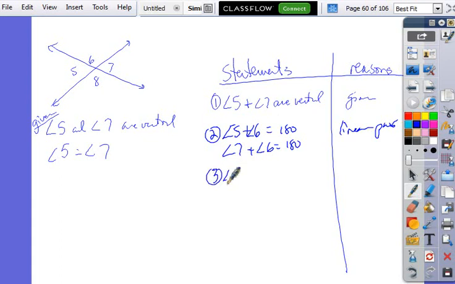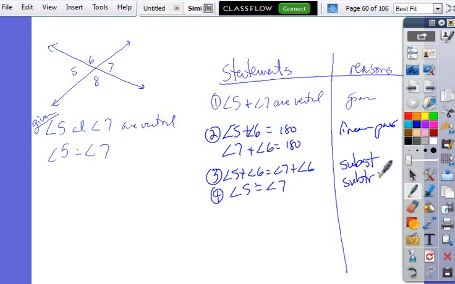Angle 5 plus angle 6 is equal to angle 7 plus angle 6 by substitution. And then angle 5 equals angle 7 by subtraction. It's going to be the same proof every time for vertical angles.